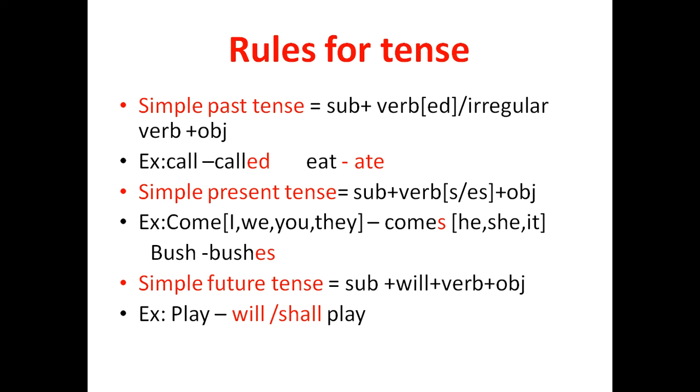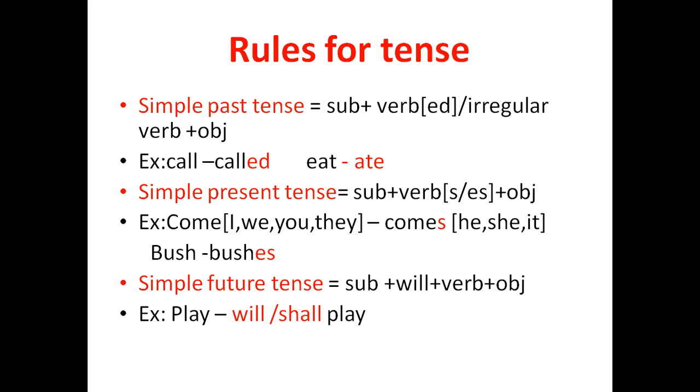A regular verb follows the normal pattern of inflection by adding ed at the end of the verb. An irregular verb does not follow the normal pattern of inflection, which means the word should be completely changed. So here is an example: eat, ate, go, went. I hope you understand the difference between regular and irregular verbs.